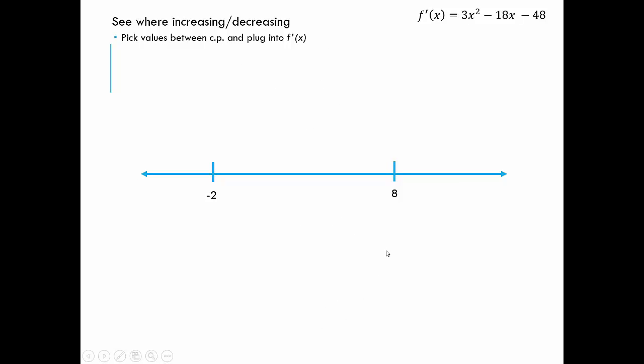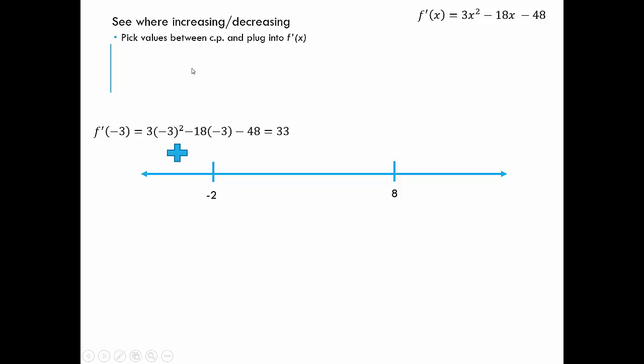So I make my sign chart. I plug my critical points, put them on my sign chart, and then I pick values within these 3 intervals and I plug them into my derivative. Because my derivative, remember, if it's positive, tells me if it's increasing. If it's negative, it's decreasing. So I don't know, I picked -3. I plugged in -3 into my derivative and I get a positive number. I don't really care what that number is. I mean, it could be important later because it tells me how fast it's increasing.